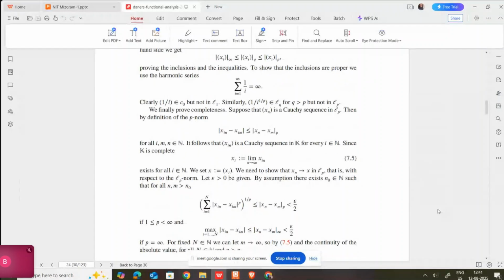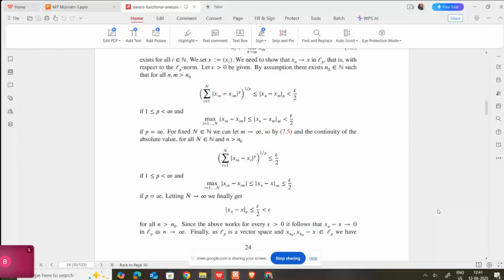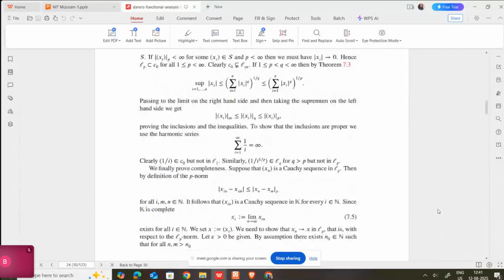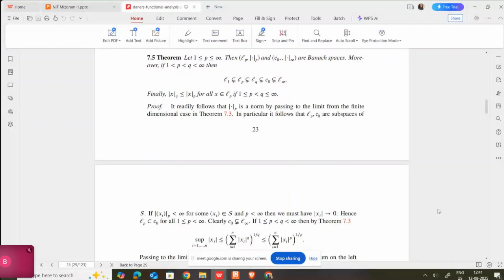So one important aspect is, it follows, let's put page 23, that the norm is a norm by passing through the limit in the finite dimension case. Same thing as what I did for Hölder's. You use Minkowski's inequality and then go through the same thing.